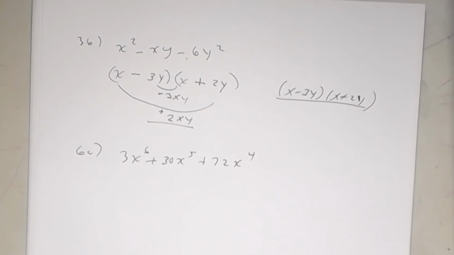3x. 3x is a GCF? Very good. 3x to the 4th, because the fourth is the exponent. 3x to the 4th is a GCF.